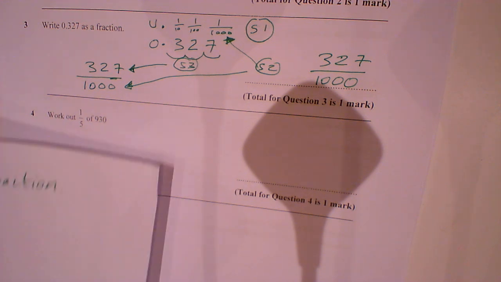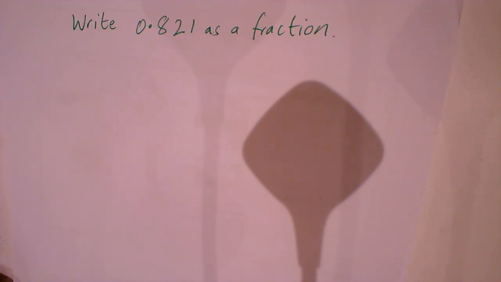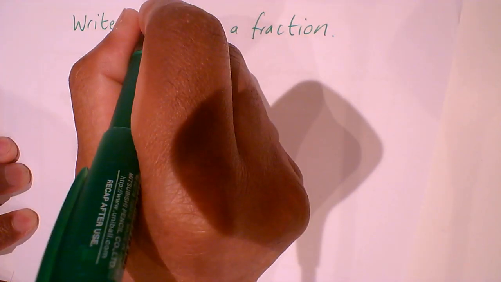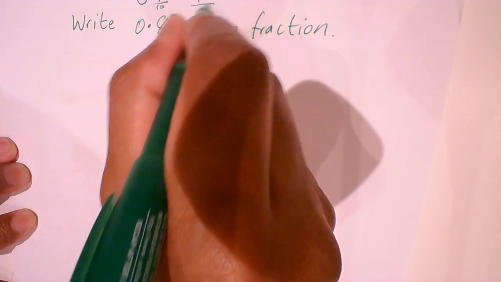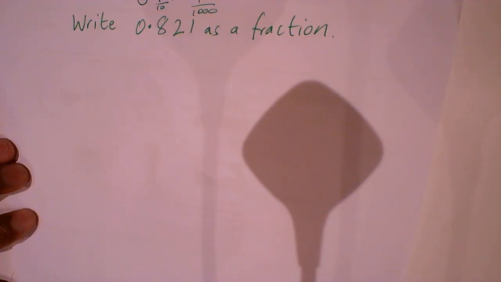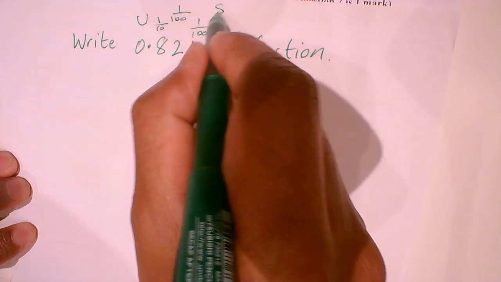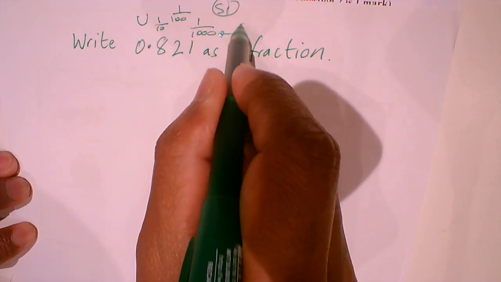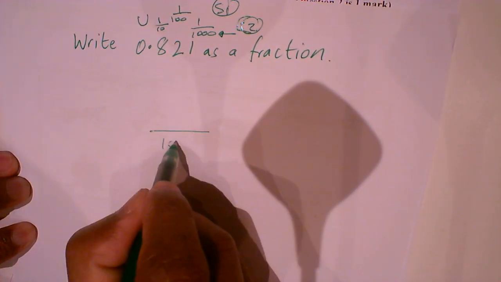Here's a question for you to try. And the answer: step 1, I'm going to label these units, a tenth, a hundredth, and a thousandth. Oops, units, tenths, hundredths, thousandths. So that's my step 1. My step 2 is I can recognize my largest one is 1,000. So I'm going to have over 1,000.